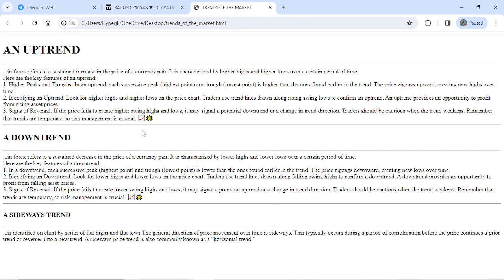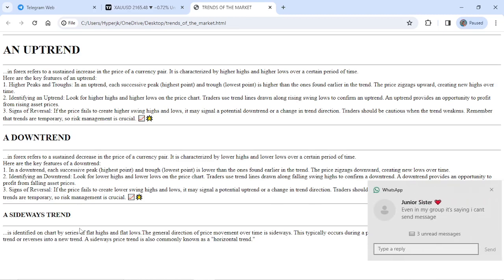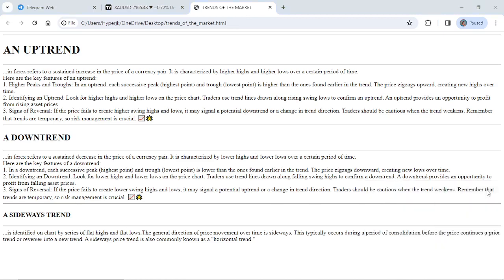Okay, so for the sake of this chart, God, I hate this when a message pops up. I want to remove WhatsApp from my phone, from my system. God.